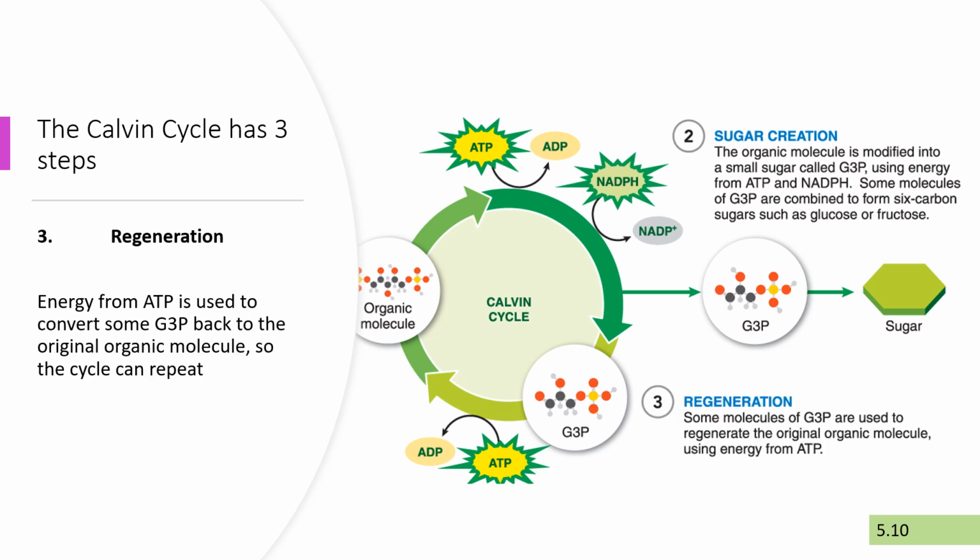So we've made our sugar, but remember this is a cycle that is happening over and over again. So we need a way to reset the cycle so we can start the process again. In the regeneration step of the Calvin cycle, some of the leftover G3P we made gets converted back to that 5-carbon original molecule. To do this, we also need to use a little energy from ATP. Now, that 5-carbon organic molecule is ready to accept carbon from carbon dioxide and repeat the cycle.